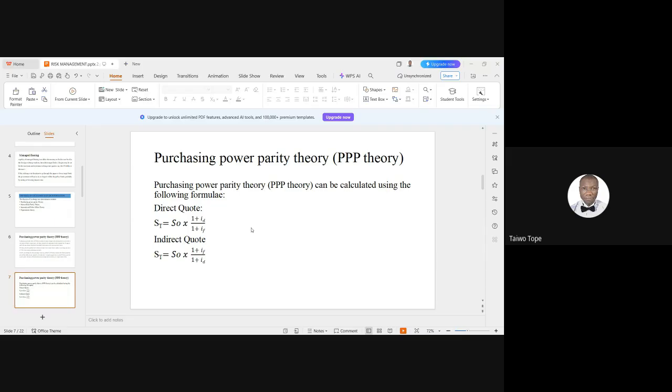For indirect quotes, it will be the reciprocal of what you have for direct quotes. So for indirect quotes, it will be what? Your current spot rate multiplied by the fraction 1 plus the inflation rate in foreign currency, and divide by 1 plus inflation rate in relation to what? The domestic currency. Let's see if we have an example here.